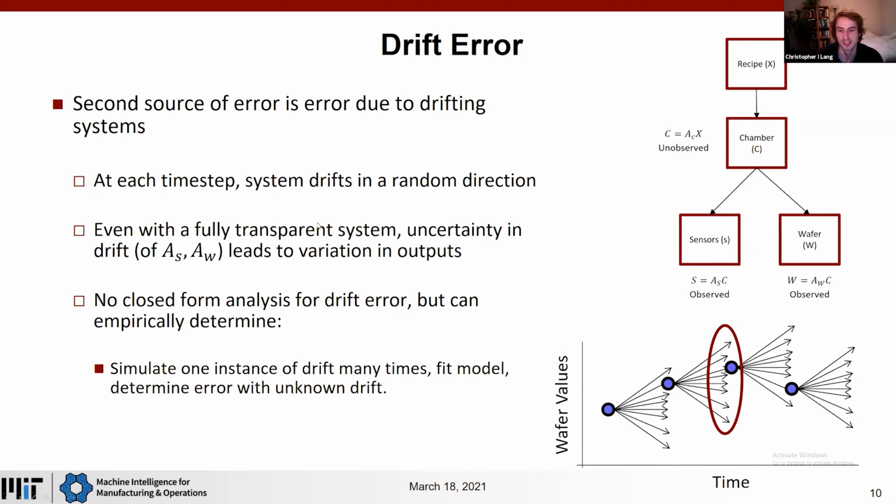And I don't have quite as nice of a closed form analysis for this because things don't stay Gaussian. But there's a pretty easy way to empirically determine the drift error. Given one of these setups, we can simulate multiple instantiations of a single drift many times, fit a model to that, and then see what the error would be given the best model under the conditions of the drift. So that is a way that you, given this theoretical setup, can evaluate what percentage of the error will come just from drift itself versus from opacity.